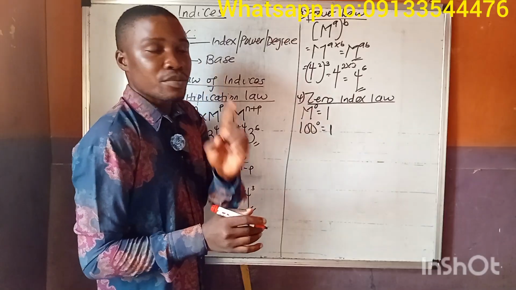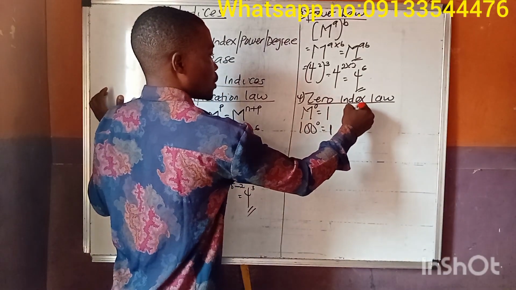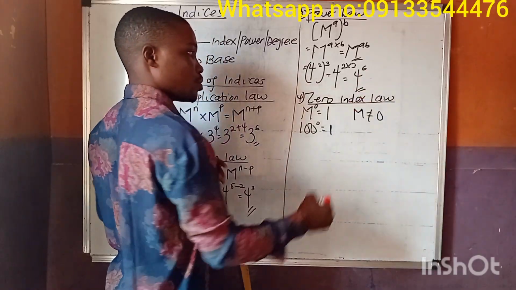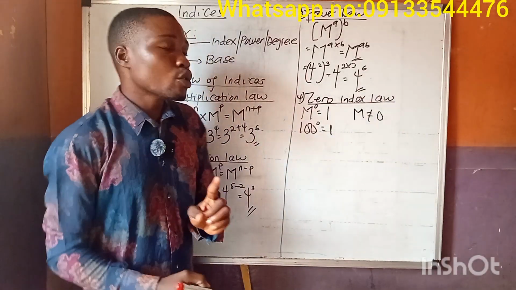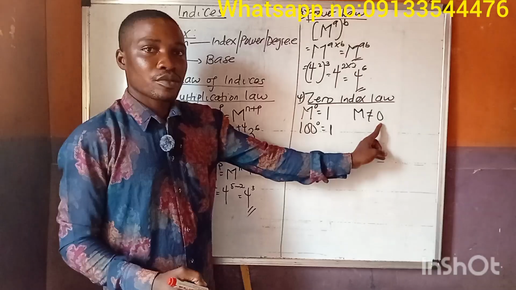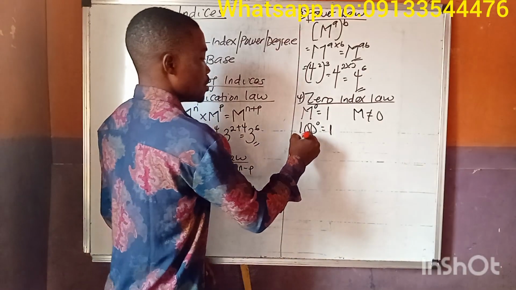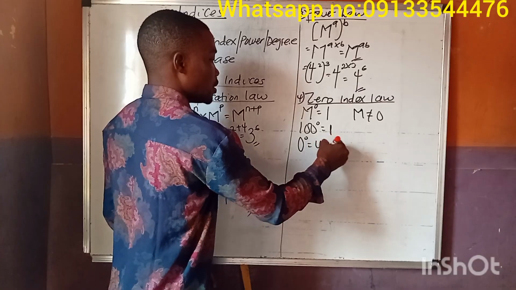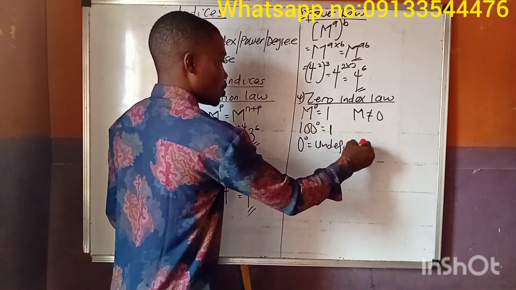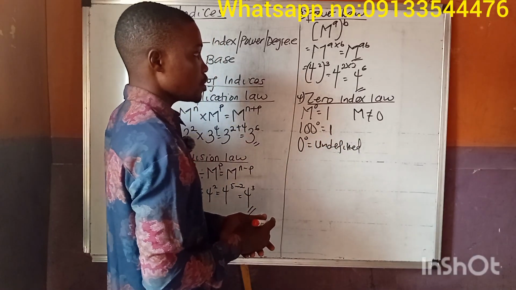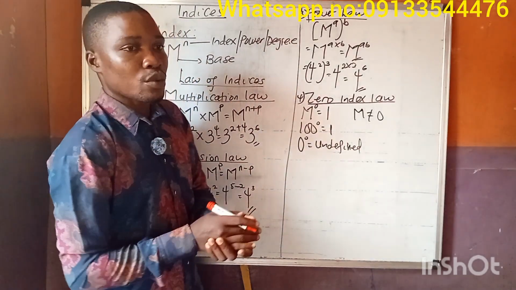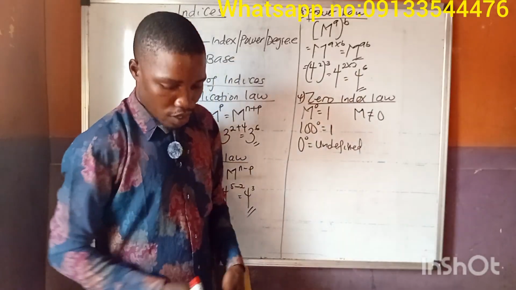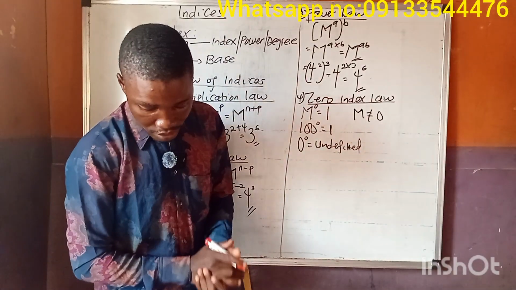which is 0. It means that the number we are talking about, this m here, must not be 0. Any number can give you 1 except 0 itself. Because if you have 0 raised to power 0, you have undefined. So any number except 0 raised to power 0 should give you 1. That is what the zero index law is.